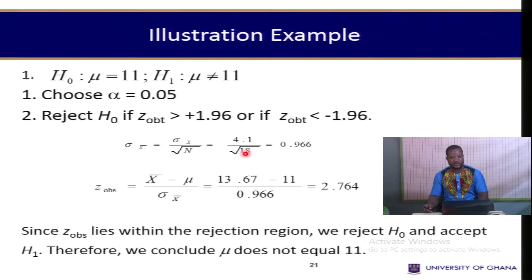We know the sample size to be 18. We know the standard deviation based on the population to be 4.1. So quickly we can compute our standard error of the mean based on the population, and that becomes 0.966. So with that, we can now compute our z observed.